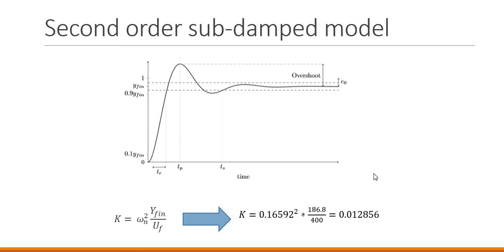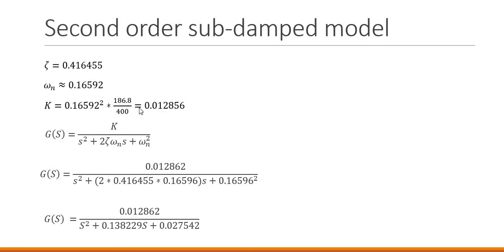And now we have all the values we need. We have the damping ratio, we have omega n, and we have k, and we just have to substitute them in here, here, here, and here. And we have this transfer function that should look similar to the response we were basing on to make the measurements.